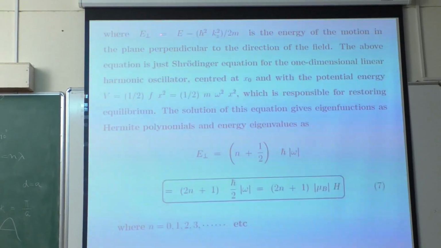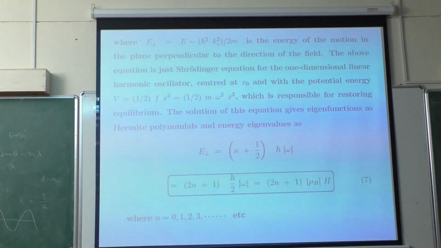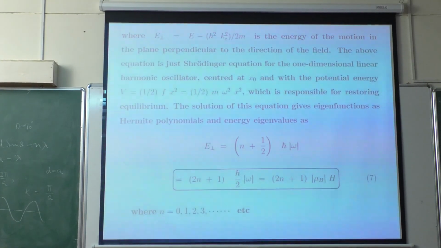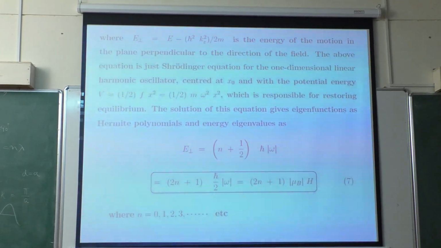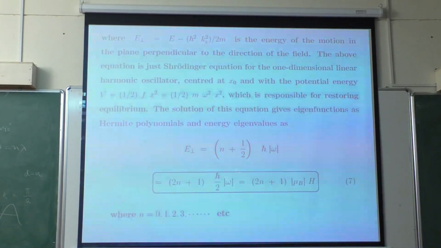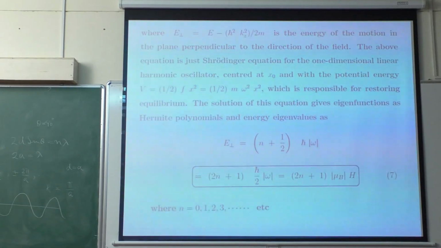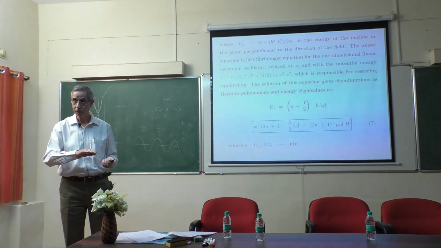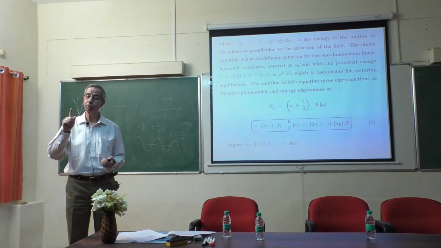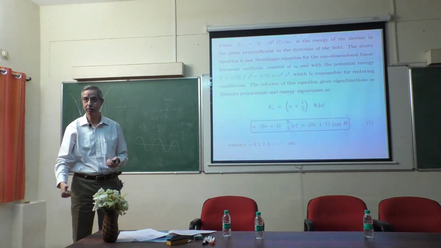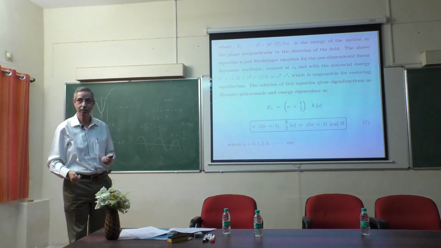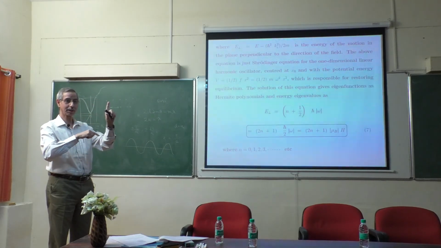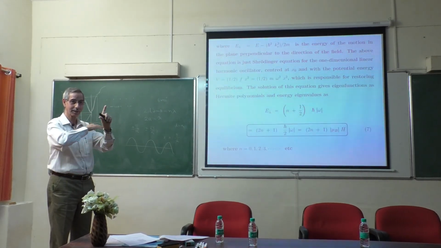Now what is this actually? This means E perpendicular is the energy of motion in the xy plane. It's a two-dimensional plane. Whatever this motion is, it is the energy associated with that motion in the xy plane, which is perpendicular to the direction of the magnetic field, which was along the z axis. Something is happening in the z direction, but the main action is occurring in the xy plane.